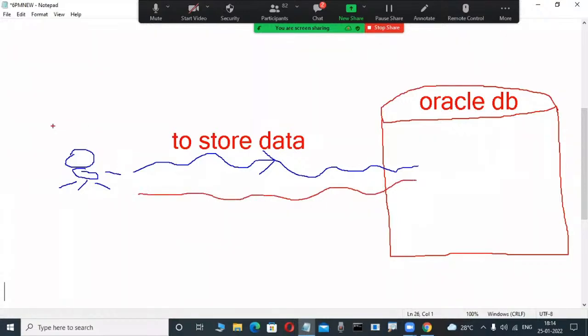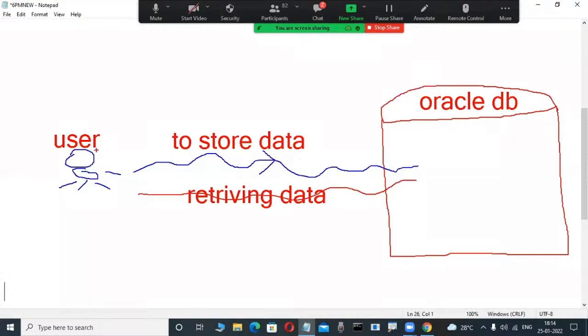For example, this user now wants to store data into the database, or fetch or retrieve data from the database. In that case, I am also thinking, oh, nothing is there. Can users directly interact with the database, and then directly retrieve and store data? We are thinking, no, it is not possible.